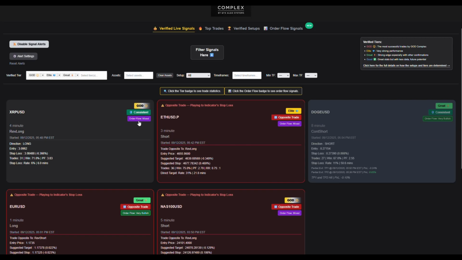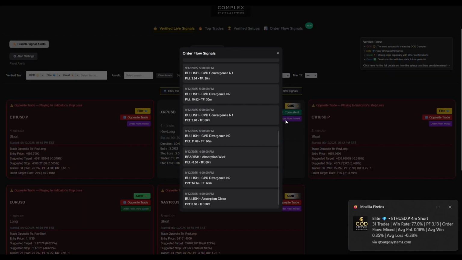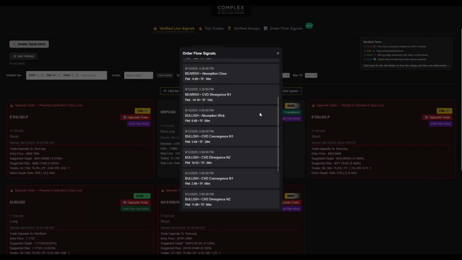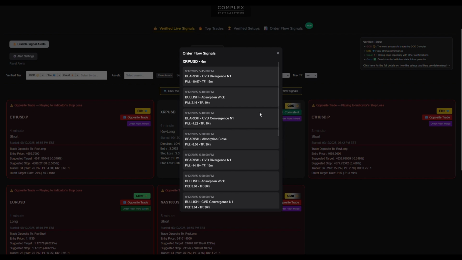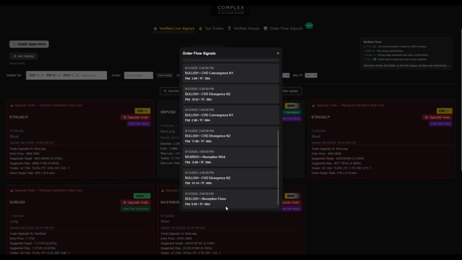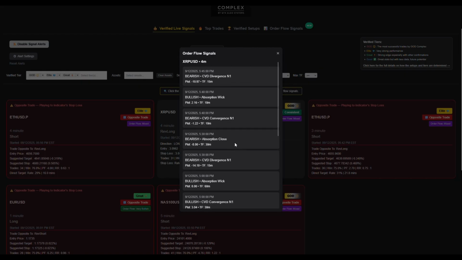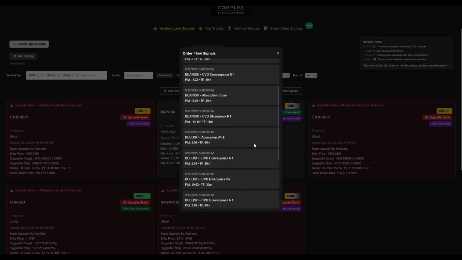Now you have the order flow badge. So you can see the order flow here for Ripple has all these order flow signals from our new order flow signals system. These will slowly go away once the signals time frame is too far away from the trade's time frame. So you know you're only getting relevant order flow signals here. If you want to go through each one, you can. Most of this information will be in the QTX order flow systems guide, and you can get the information there.